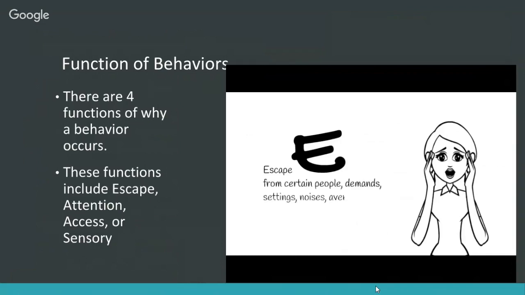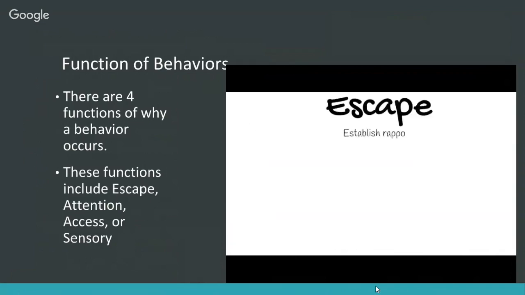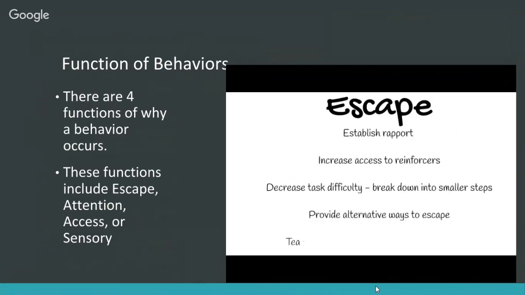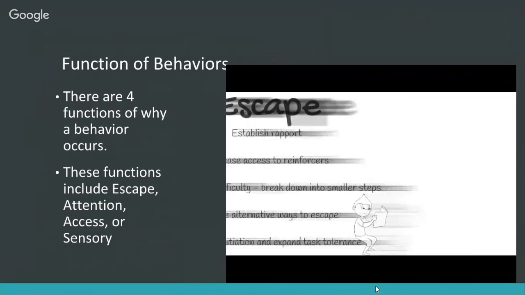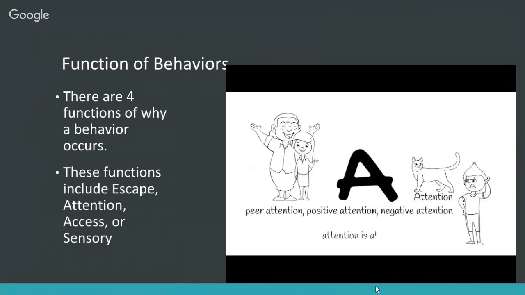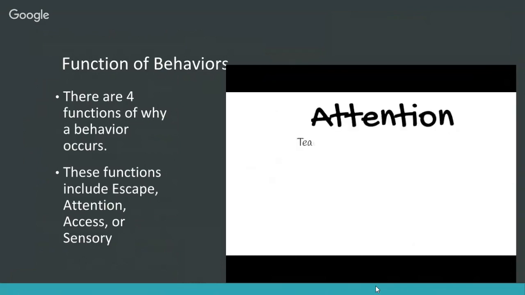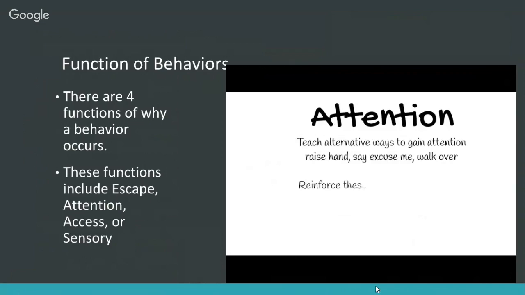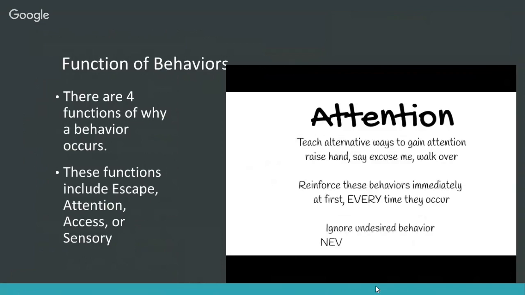Escape, we want to escape the demand, the setting, the noise. These are ways to help teach it how to not escape. Attention, we just want the attention from the individuals. Sometimes we see attention as a problem behavior if the child is blurting out, tapping on the shoulders of everybody, not waiting their turn.